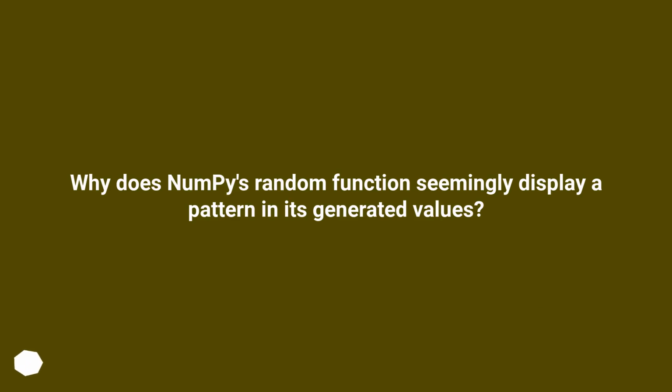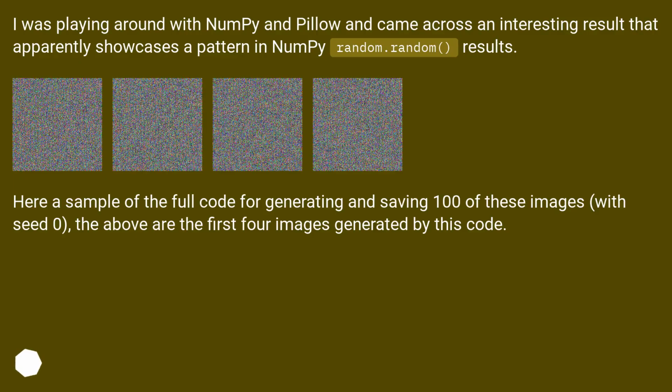Why does NumPy's random function seemingly display a pattern in its generated values? I was playing around with NumPy and Pillow, and came across an interesting result that apparently showcases a pattern in NumPy's random.random results.